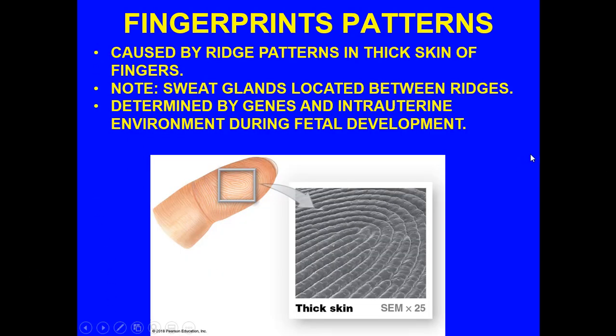Fingerprint patterns. How do we get them? Well, they're caused by ridge patterns in the thick skin of the fingers. It's interesting to know that in between these, and you can see some of the little points or divots here, you're going to see sweat glands between the ridges. This is determined by genes and intrauterine environment during fetal development. We all have different fingerprints.